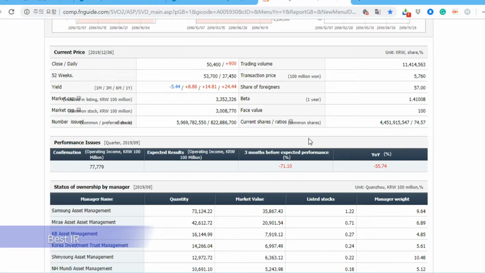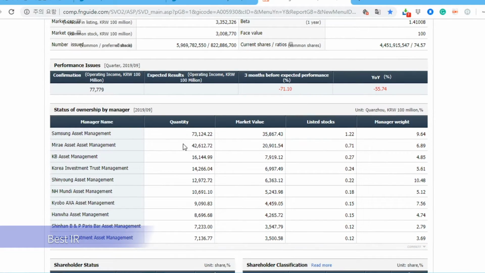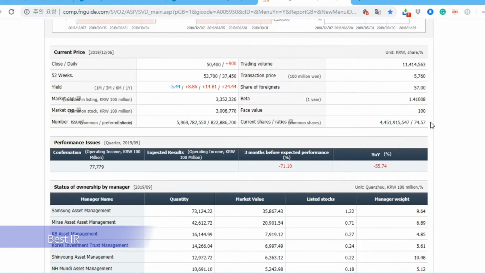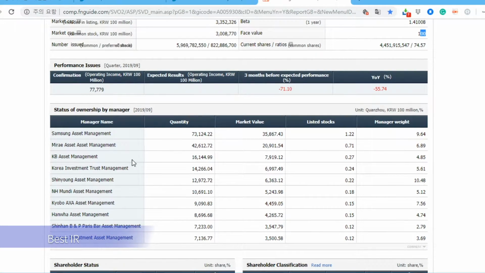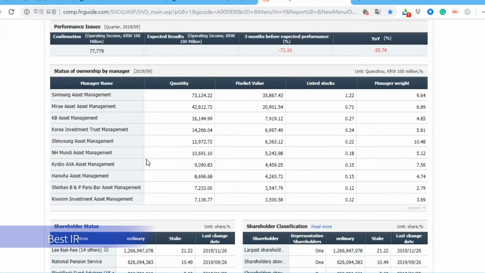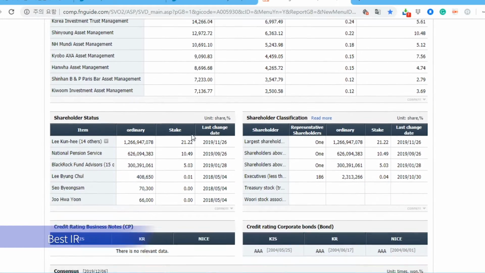In any case, they recently had a stock split from 5,100, so they used to be like 1,000,000 won, but now it's 50,000. And then they have status of ownership by managers. So who owns this company? Samsung, Mirae, and so forth and so forth.